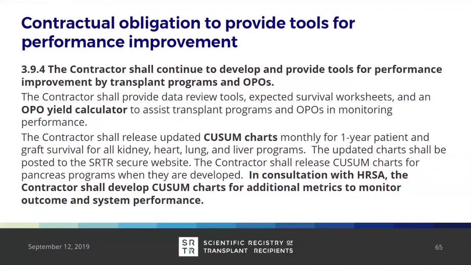Specific things are mentioned within that clause in the contract that we should try to put out the OPO yield calculator, for example, QSUM charts, which we have available for the transplant programs. That last sentence is highlighted there. In consultation with HRSA, the contractor shall develop QSUM charts for additional metrics to monitor outcomes and systems performance.